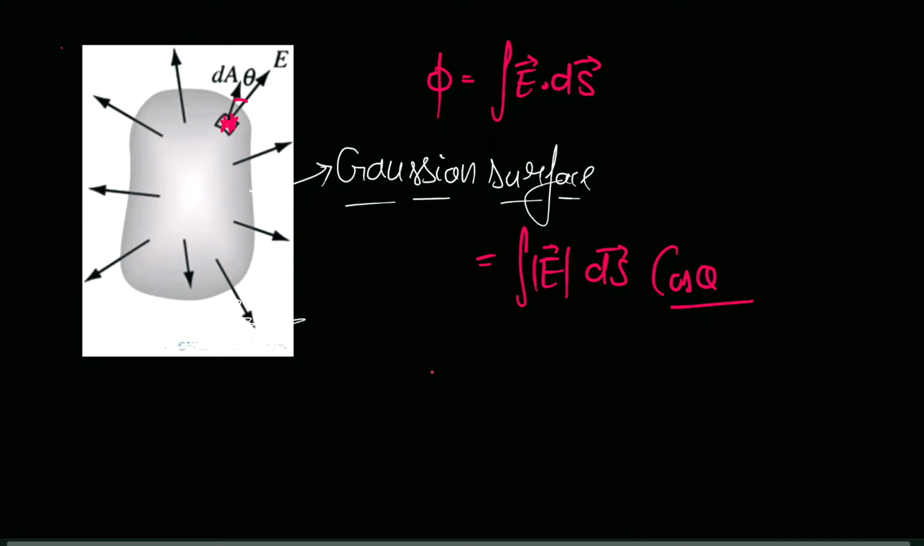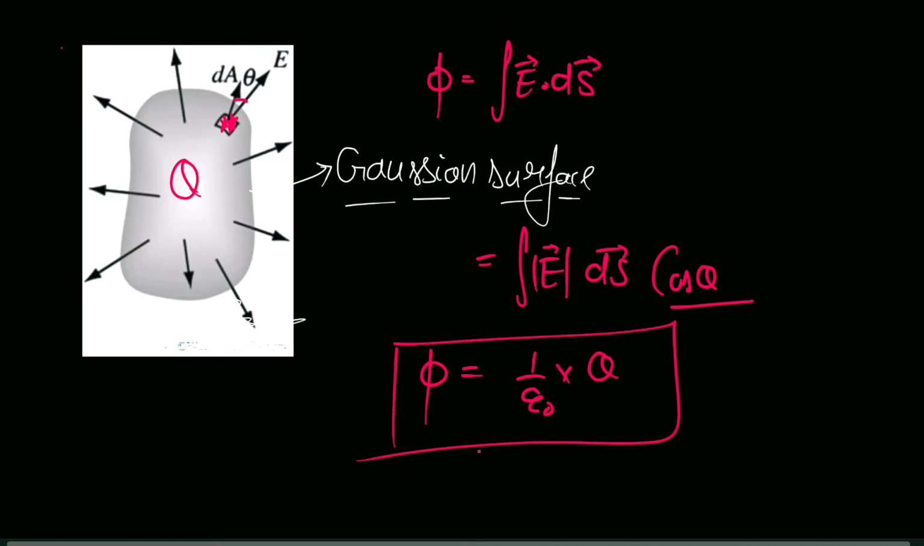Let's suppose the total charge enclosed is capital Q. Then from the Gauss theorem, you can simply say that the flux through it is 1 by epsilon naught into q enclosed. Yes, this is the flux coming out from the Gaussian surface area.